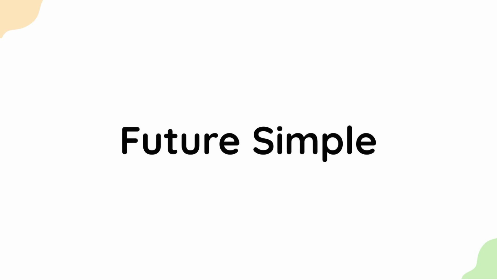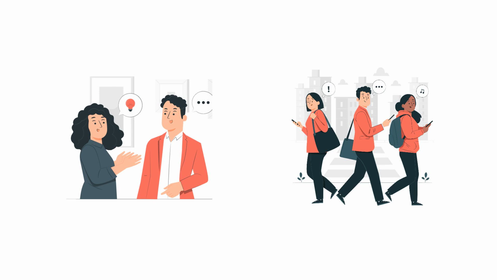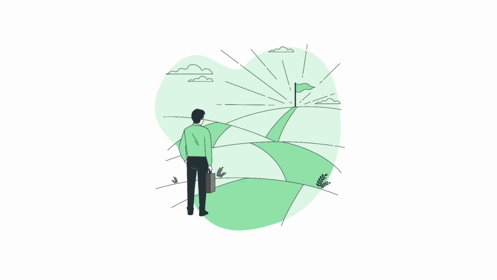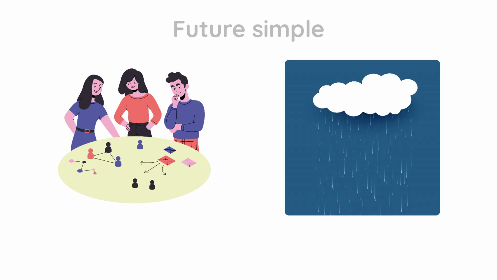The future simple tense is one of the most commonly used English tenses, indicating an action that will take place at a certain point in the future. Using the future simple tense is relatively straightforward. Typically, it's used when talking about future plans or facts which can be predicted.